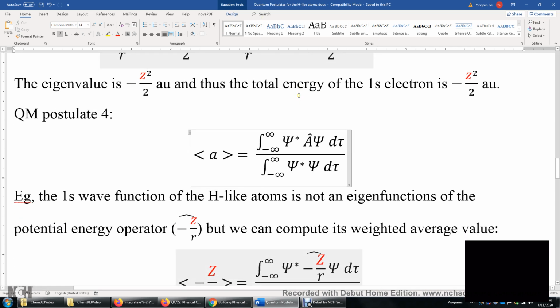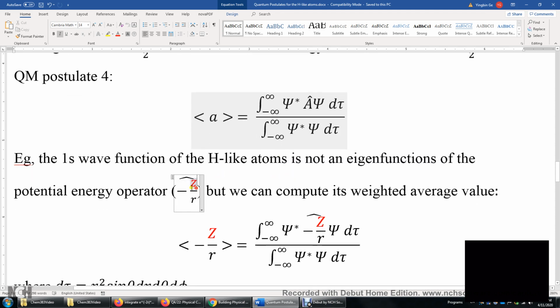So let's look at the average value of the potential energy. First, we need its operator. It's negative Z over r over here. Again, this tells you the attraction is negative because we have two different charges. The electron has a negative 1 charge. The nucleus has a positive Z charge. The distance is r. Alright, so we need to apply this potential energy operator to the wave function right here.